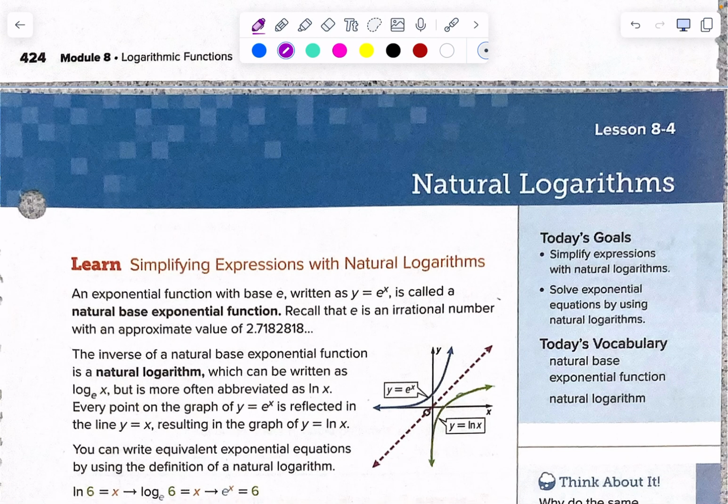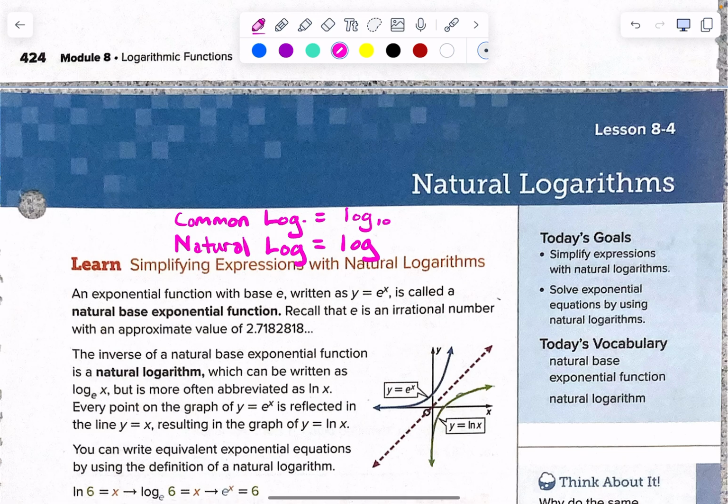4, natural logs. Write this down for me, would you please? We just got done doing common logs. We just had a section on common log, section 8.3, and a common log is log with base of 10. Now we are in what's called a natural log.